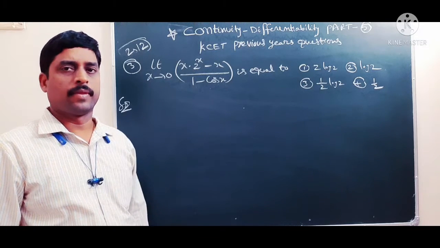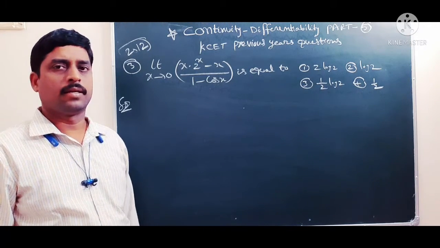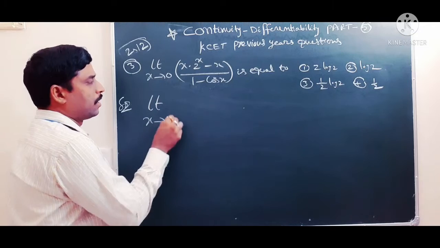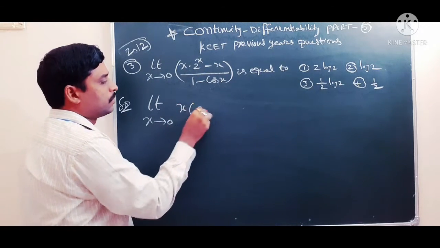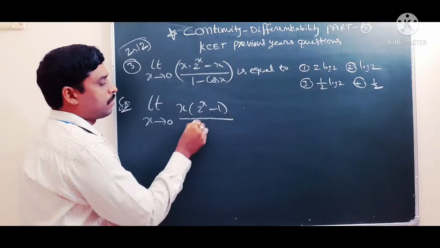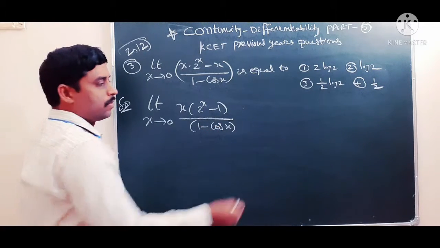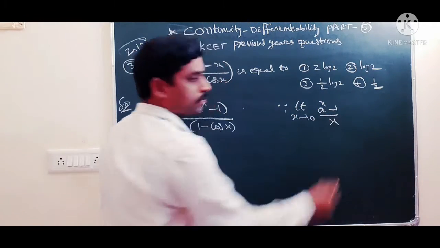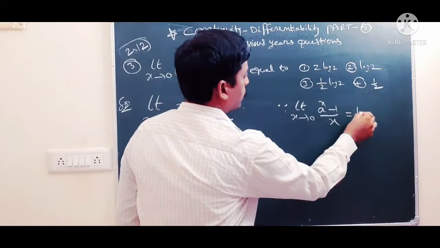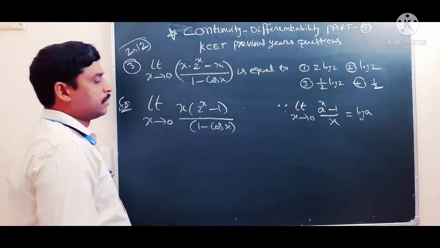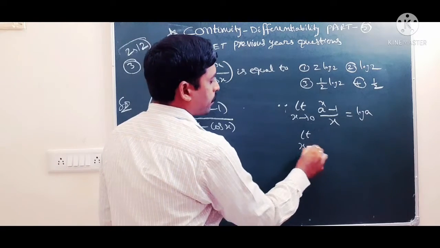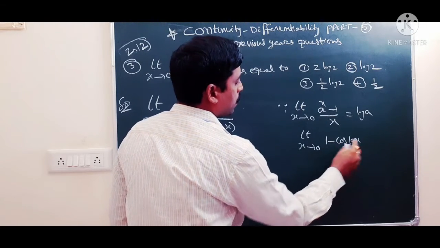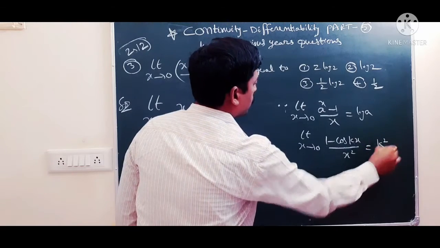Two methods are there. The first method is by using L'Hopital rule, and the second method is the direct method. So limit x tends to 0. In this, take x out common: 2 power x minus 1, this whole divided by 1 minus cos x. We have one formula, limit x tends to 0, a to the power x minus 1 by x. This formula is log a. Next, limit x tends to 0, 1 minus cos kx by x square. This will be k square by 2.